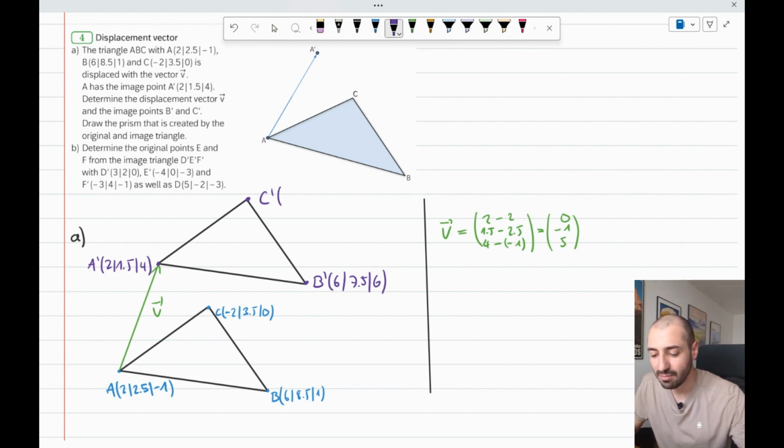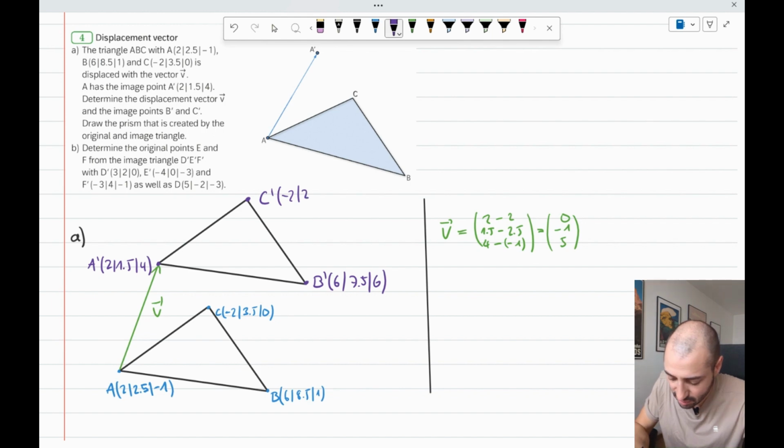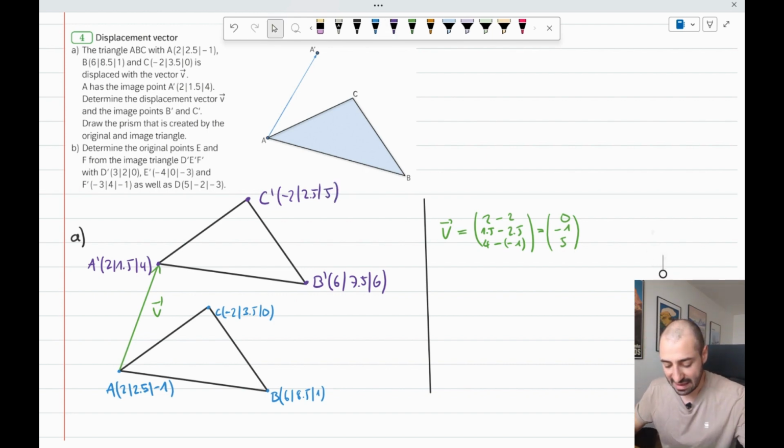And then for C prime, here again we're at minus 2, add 0, stay at minus 2 in the x direction. Y direction 3.5 minus 1, so 2.5, and then the z direction is 0, we add 5, we are at 5. And so we have all the coordinates of this image triangle. And you would find also this vector v here as well as here.